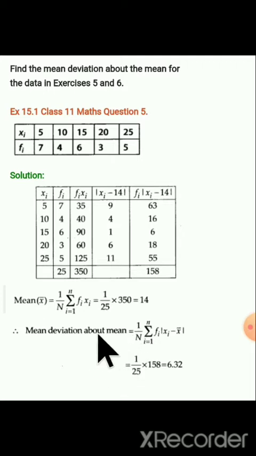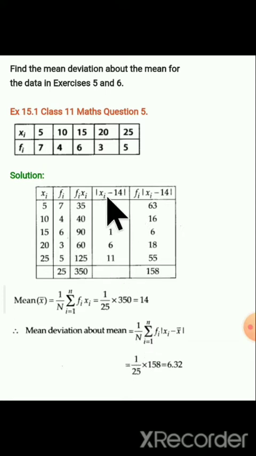Next, mean deviation about mean. So first write down the formula, then you will see which values we have to find. That is 1 by n into summation of fi into modulus of xi minus x bar. So we have found x bar already. We have to find the value of xi minus x bar as one column and fi into modulus of xi minus x bar as another column. We know the value of capital N.